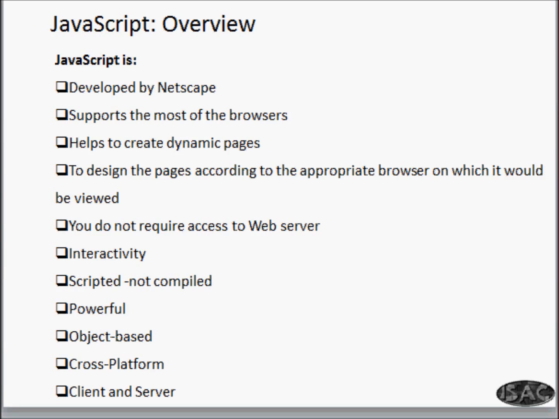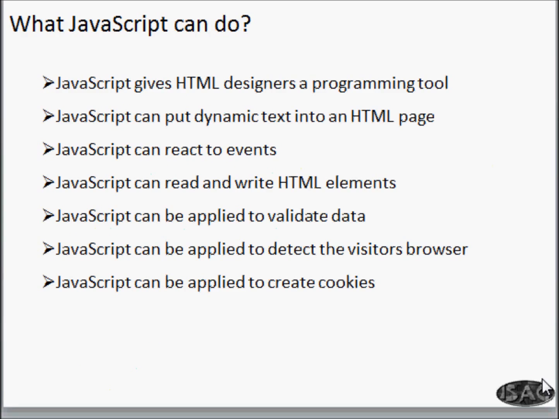So I hope you understood all these features of JavaScript. Now, what JavaScript cannot do. Let us first understand what it can do, and then what it cannot do. JavaScript gives HTML designers a programming tool. JavaScript can put dynamic text into an HTML page. JavaScript can react to events. JavaScript can read and write HTML elements. And JavaScript can be applied to validate data.